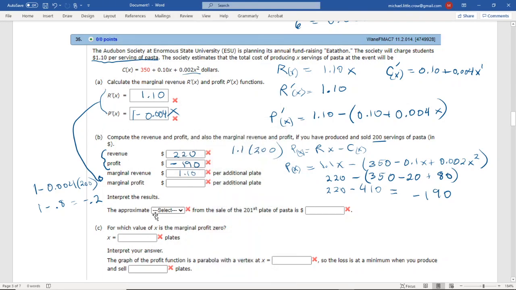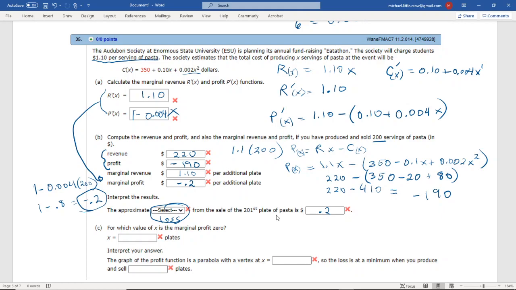So you should be up in the cost. But, you know, maybe you've got some donors, or you got a grant. So the approximate loss from the sale of the 201st plate is 20 cents. Now, when you do this drop down, you will select loss. Loss is a negative, so then you don't put the negative here. I'll review this, but there should not be a negative on here, even though it is a negative value, because you're incorporating that in the drop down.